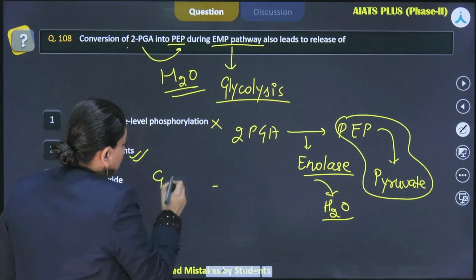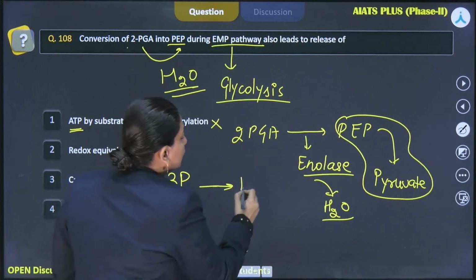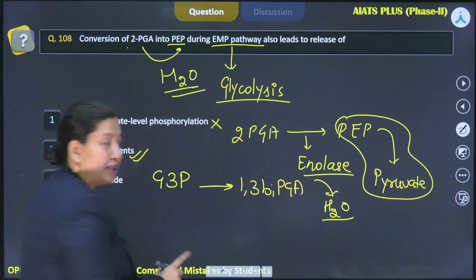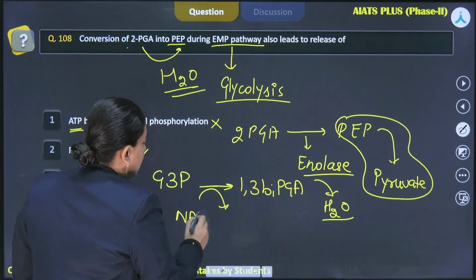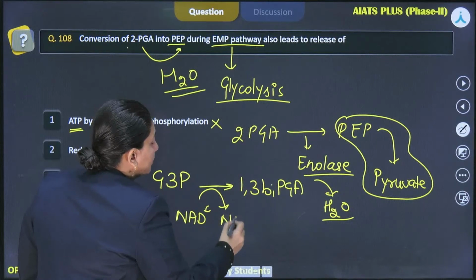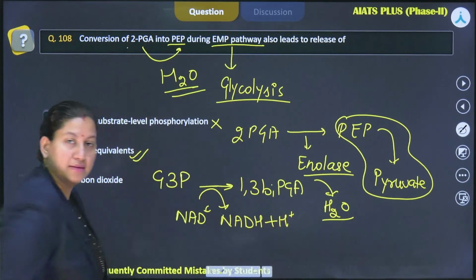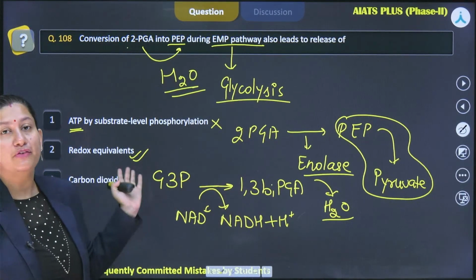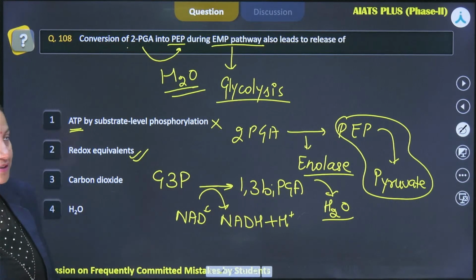When glyceraldehyde 3-phosphate, G3P, converts to 1,3-bisphosphoglycerate, in this particular reaction the redox equivalents are released and the NAD plus gets reduced into NADH plus H plus, right? So during this reaction there will be release of redox equivalents. Then the third one says release of carbon dioxide.